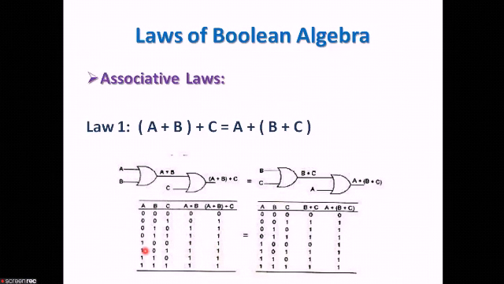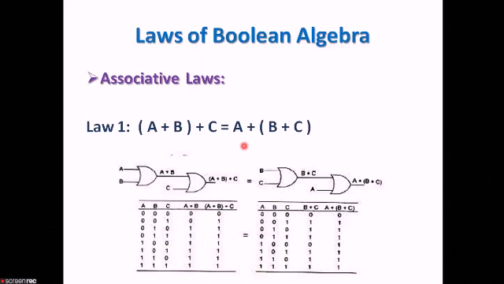Next case is 1 0 1. First output is 1 and the second output is also 1. Similarly, the next combination is 1 1 0. The first output is 1 and the second output is 1. In the last combination, that is 1 1 1, the first output of A plus B is 1 and the second output, that is of (A plus B) plus C, is 1.